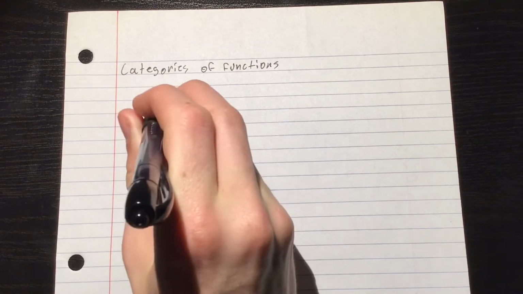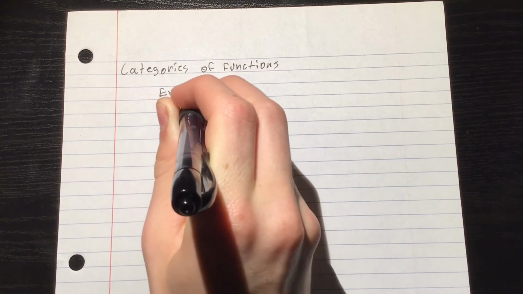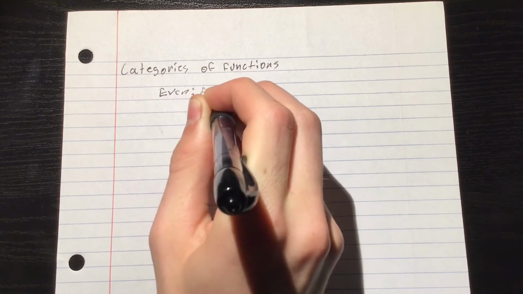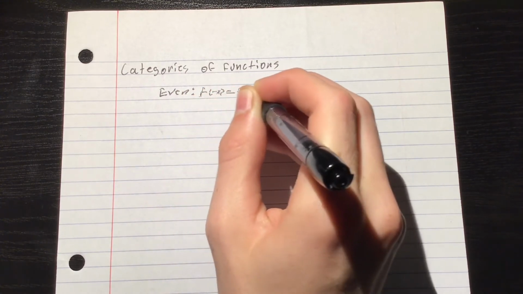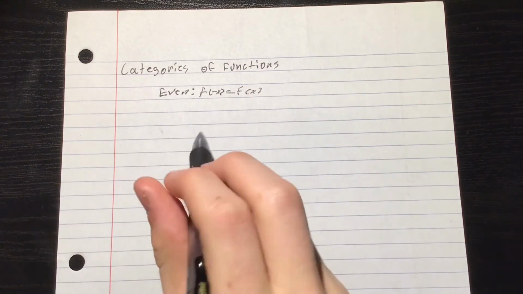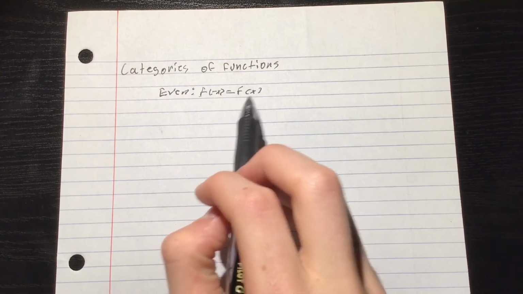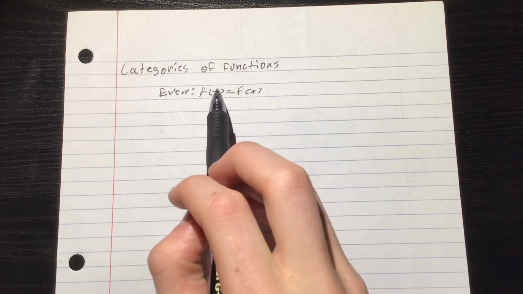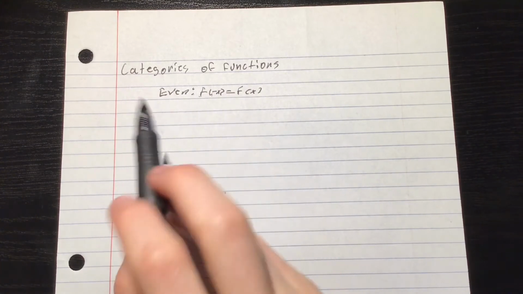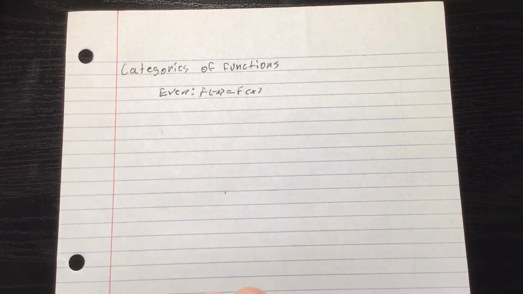So compositions kind of give us a good segue into categories of functions. This is just going to be interesting functions, unique functions, what makes them unique, different properties about them. But starting with even functions. An even function is defined as a function where f of negative x equals f of x. Now, this may not make any sense, but what it means is that if you have a function f of x, if you plug in a negative x for every x that you see in f of x, you should get out the same function that you started with.